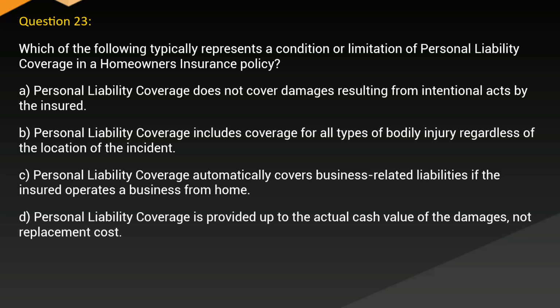Question 23. Which of the following typically represents a condition or limitation of personal liability coverage in a homeowner's insurance policy? A. Personal liability coverage does not cover damages resulting from intentional acts by the insured. B. Personal liability coverage includes coverage for all types of bodily injury regardless of the location of the incident. C. Personal liability coverage automatically covers business-related liabilities if the insured operates a business from home. D. Personal liability coverage is provided up to the actual cash value of the damages, not replacement cost.